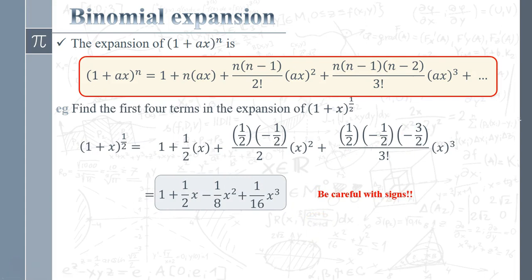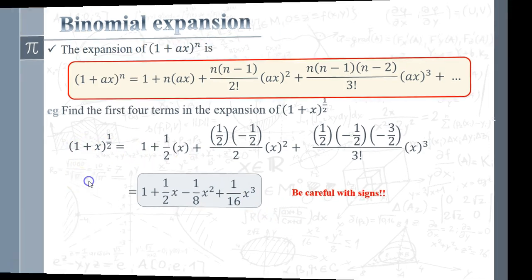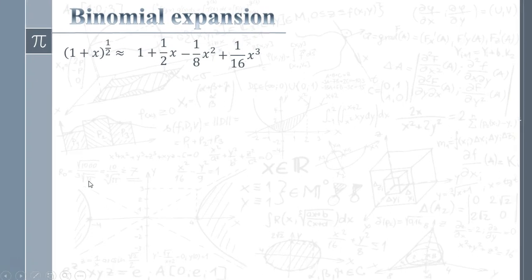And there we go. There's our expansion of first 4 terms, and the little note there saying we've got to be very careful with signs. So there it is. There's our first four terms of our expansion of essentially the square root of 1 plus x. Now, we're saying that 1 plus x to the power half is the same as that.